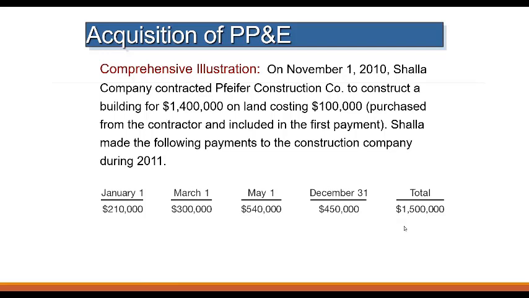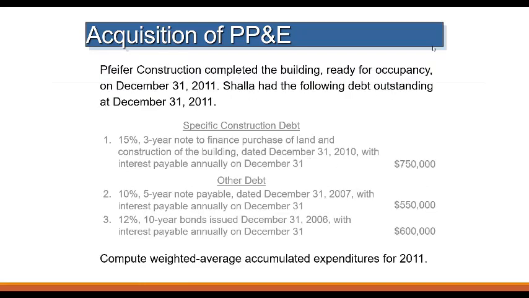during the construction time. The first thing to be taken into consideration is, is that a qualified asset? Yes, it is, because we started on January 1st and we ended on December 31st. What is the capitalization period? The capitalization period starts whenever we start to pay money on January 1st, and it will end whenever the asset is ready to be used, which is December 31. Actually, the first two steps have been fulfilled. Another information has been given. P Construction completed the building ready for occupancy on December 31, 2011.